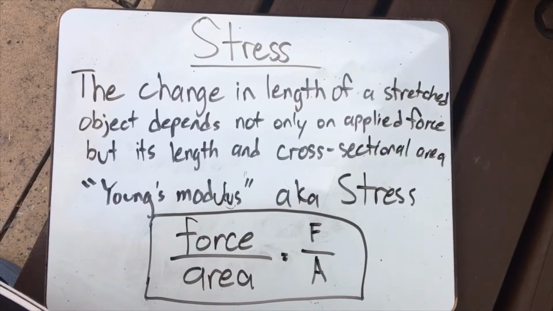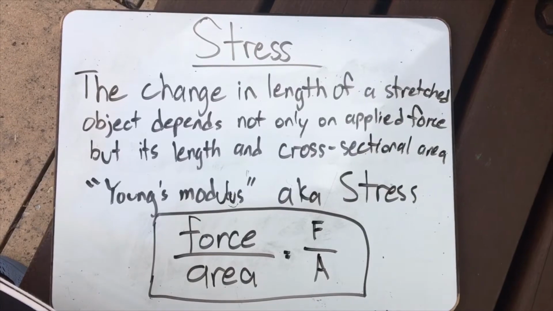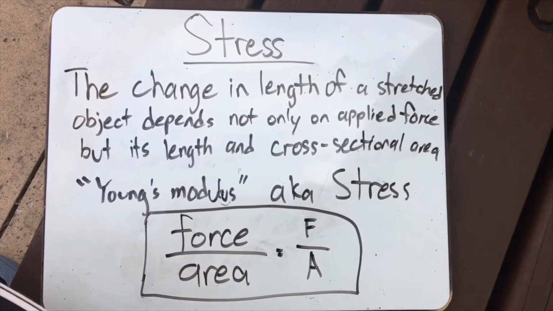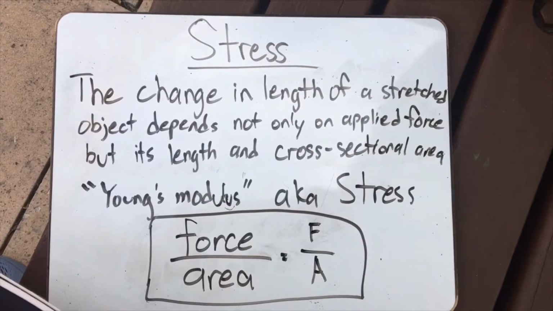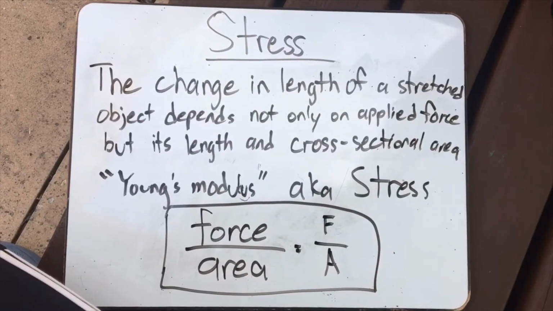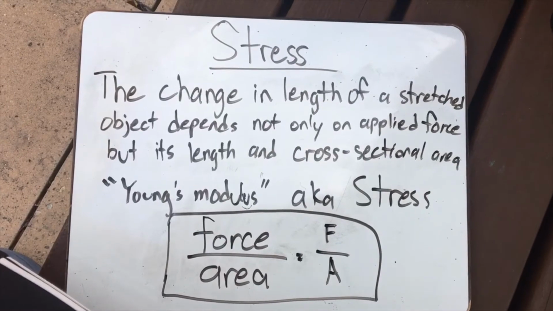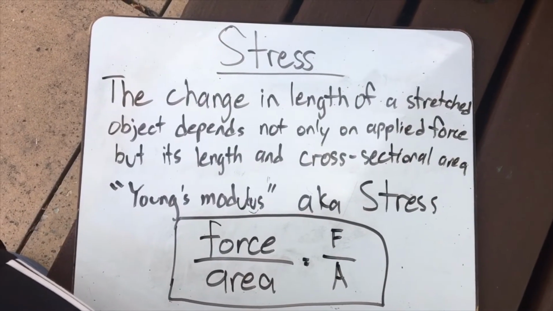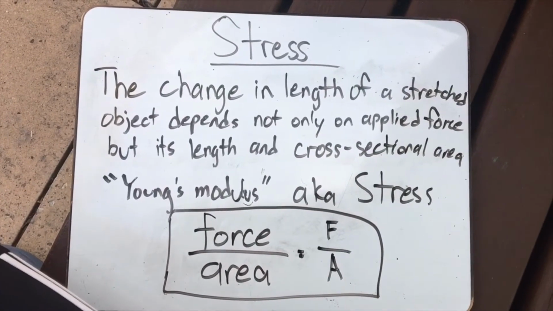Alright, so stress in chapter 9 shouldn't be confused with your everyday stress. In the physics world, it means the change in length of a stretched object depends not only on applied force, but its length and cross sectional area. So the formula below is the force, not the force in Star Wars, divided by the area, or F over A. It is used to measure many things and objects in this case.